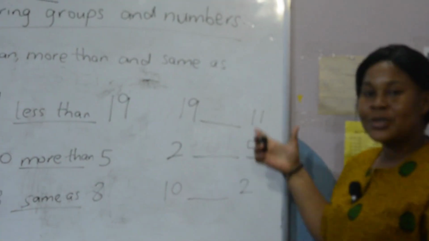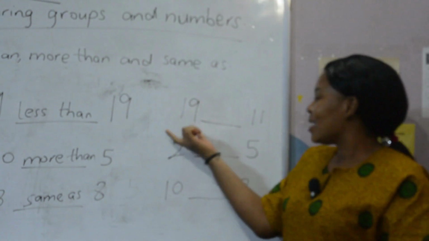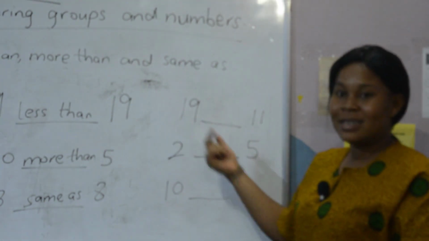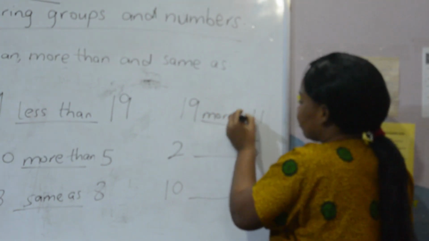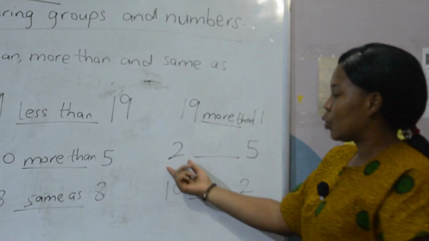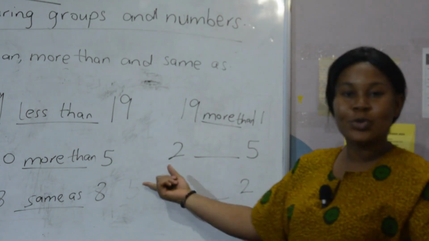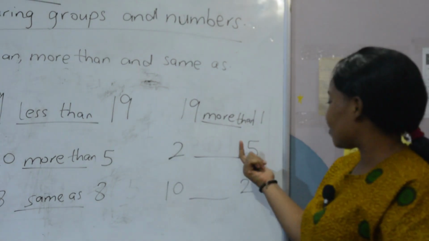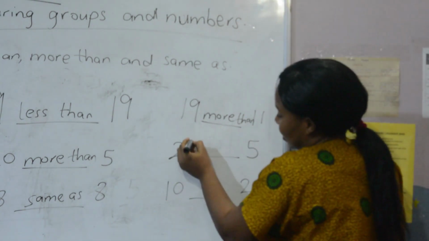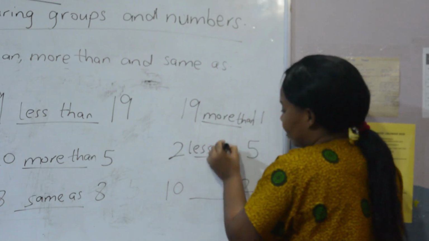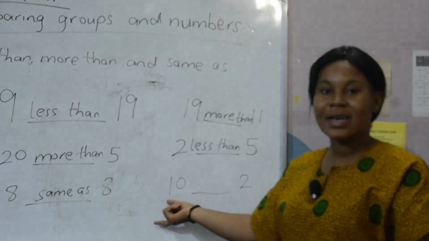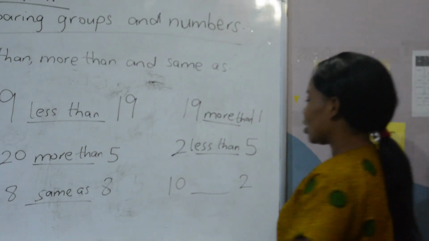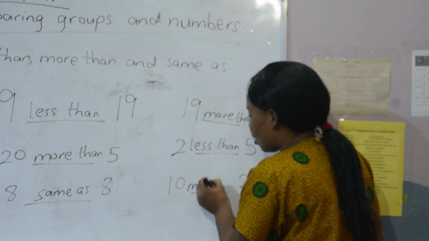Okay, so now let's try and solve them together. 19 and 11. 19 is bigger, so it will be more than. 2 and 5. 2 is smaller than 5. So it will be what? Less than. 10 and 2. 10 is bigger than 2. So this one will be more than.